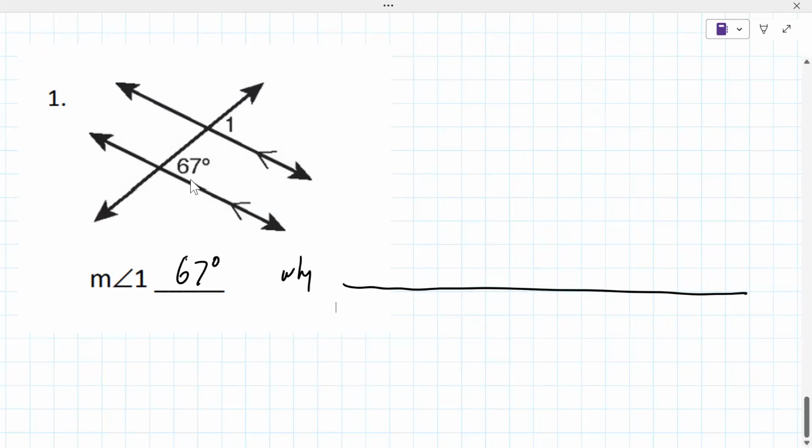Oh, I see. One of those definitions. This is corresponding angles, right? These are corresponding, yeah. And it's congruent. They are congruent. So I sort of alluded to this, that angle 1 would also equal 67. That's right. And that's what this is saying down here.